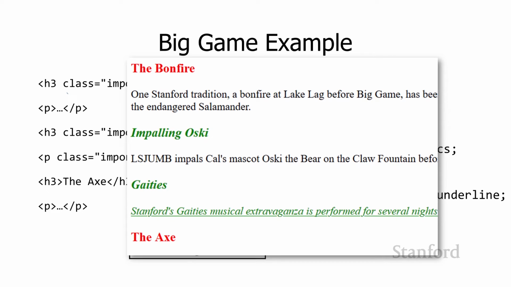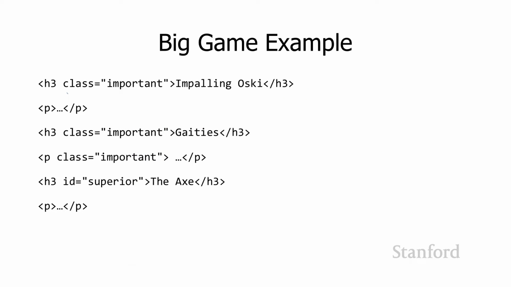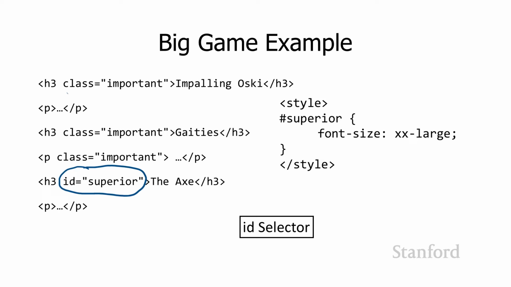Now, there's another selector we can use that's very similar to the class selector, but it's a little bit different and it serves a slightly different purpose. And this is the ID selector. So let's say somebody's on the axe committee and they're like, hey, what about me? And they think, I'm going to one up those guys. They've got class equals important. Well, anybody can put on class equals important. I'm going to mark mine with an ID equals superior. And so this is how the ID selector works.